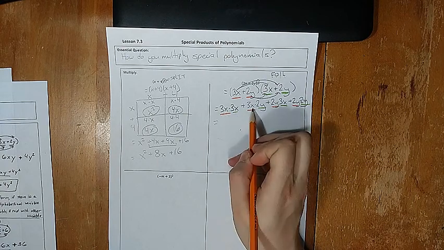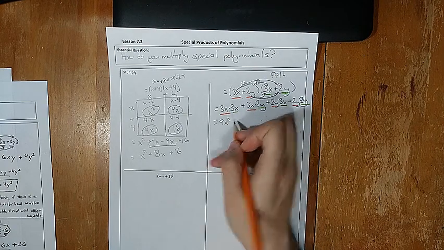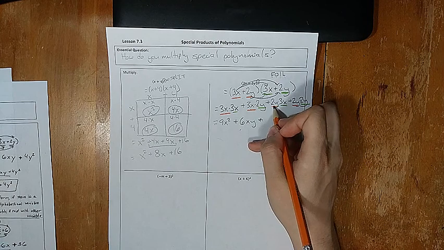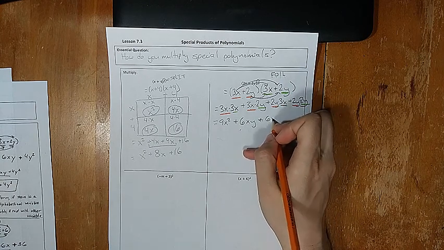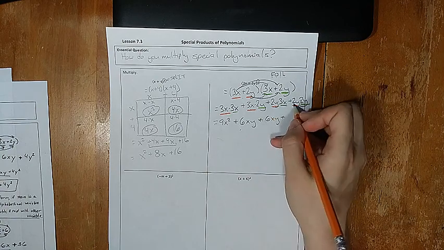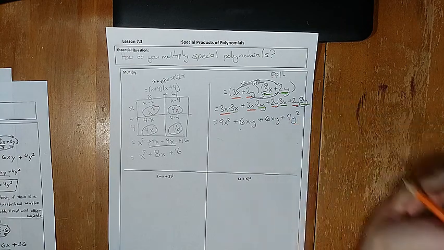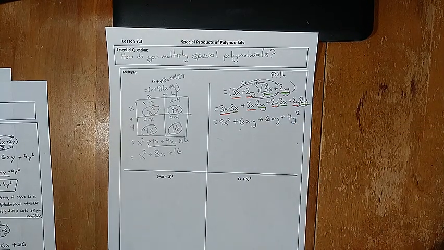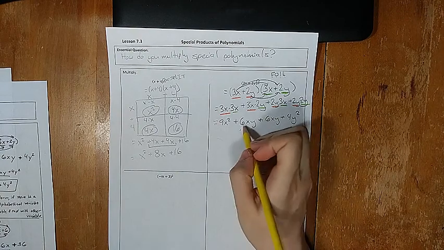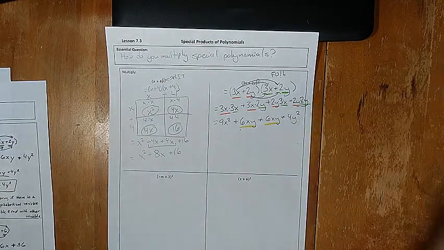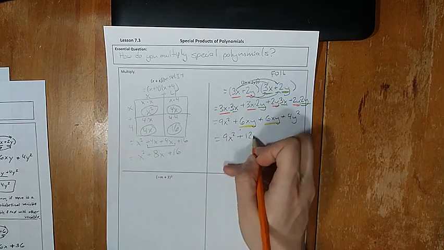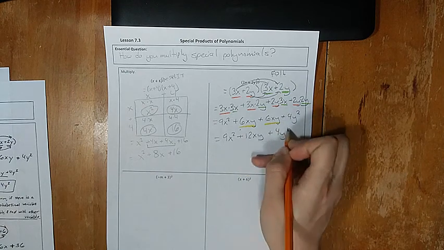So 3x times 3x is 9x squared, plus 3x times 2y is 6xy, plus 2y times 3x is 6xy. Remember, write those alphabetically. x comes before y, plus 2y times 2y is 4y squared. Now I can look and say, hey, are there any like terms? Yeah, there are, actually. We have 6xy here, and we have 6xy here. So I can combine those like terms, and we have 9x squared plus 12xy plus 4y squared.